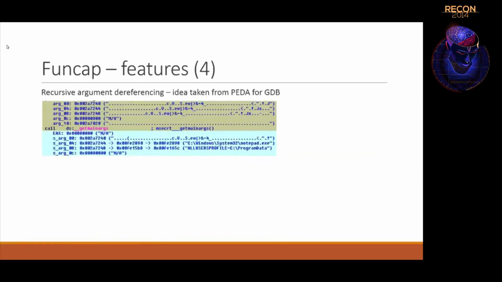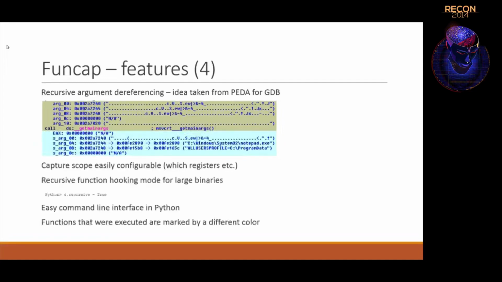It implements recursive argument dereferencing. This is an idea taken from PIDA for GDB. And as you can see, after calling this get main args function, some pointers in arguments are followed multiple times, and finally they are resolved into strings. The capture scope is easily configurable. You can select which registers to capture. Some of them are selected automatically based on the analysis of the function.